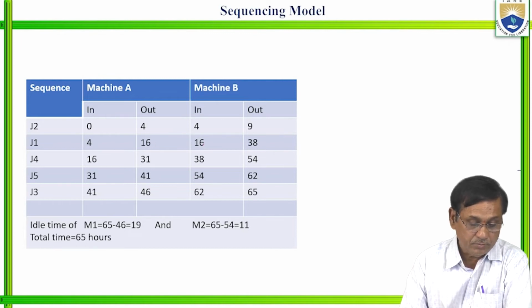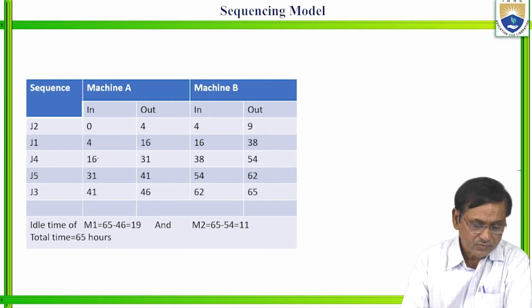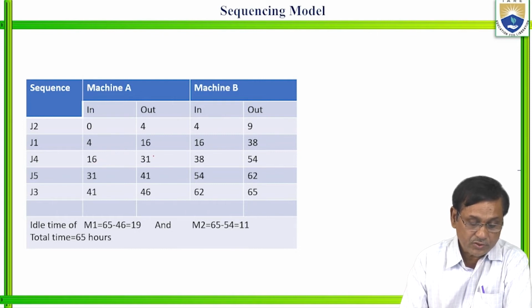Then the first job goes to the second machine at the 16th hour. Even though the second job is completed at the end of the 9th hour, it is not possible to enter, so it has to wait until the 16th hour. The processing time required is 12, so it will be completed at the end of the 38th hour. Then job 4 enters at the 16th hour and the processing time required is 31, so it is completed at the end of 31.